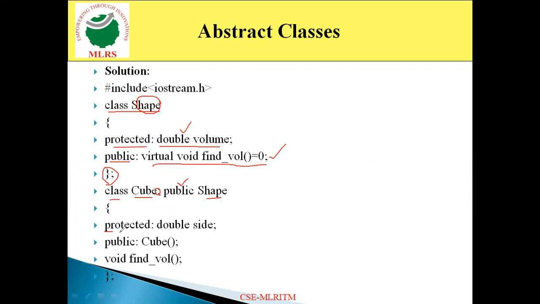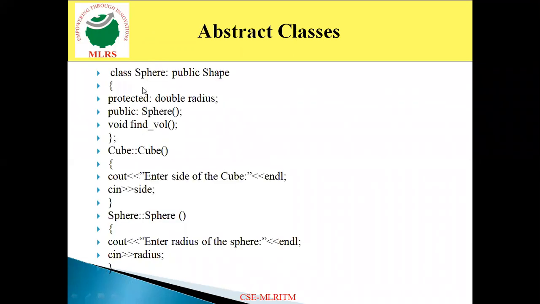In this cube class, in the protected section, I declare side with double data type, and in the public section I declare the cube function and also the void find_val function. This find_val is the virtual function which we specified as a pure virtual function in the base class. Now again I derive one more class, sphere, from the base class shape, that is the abstract class shape, by means of public mode.